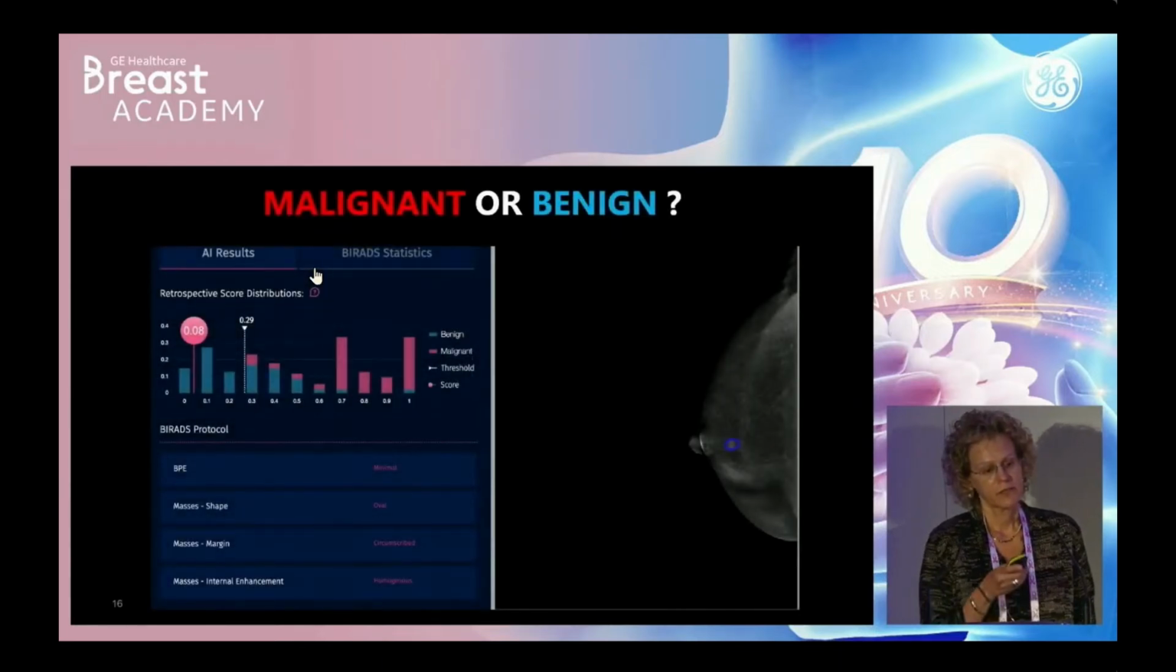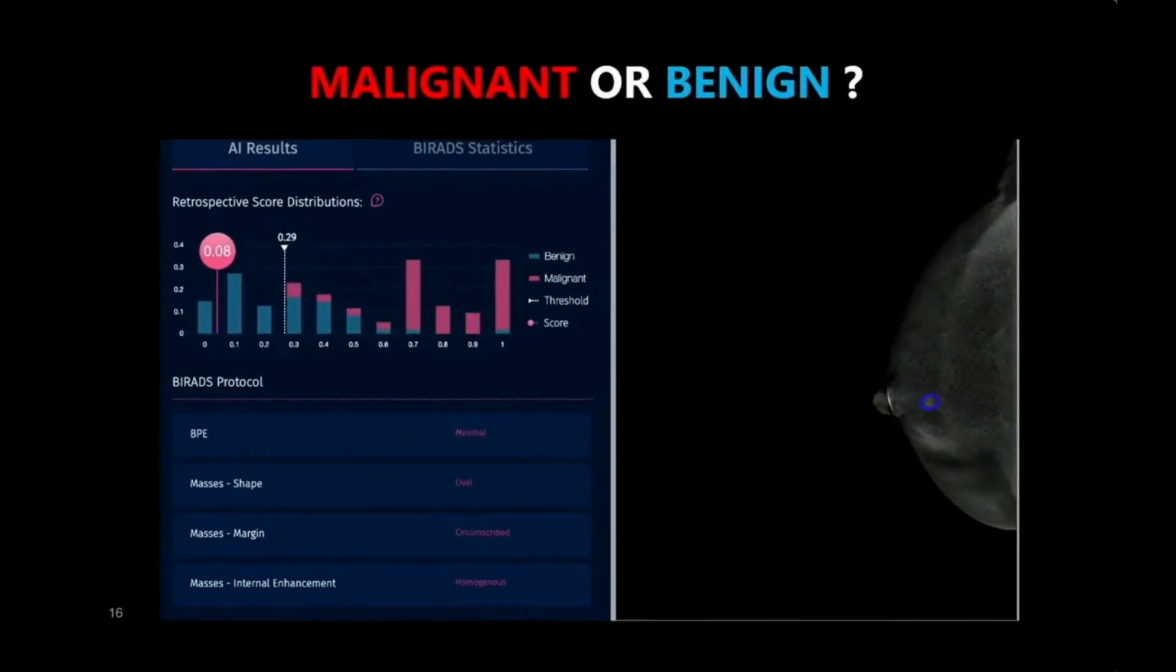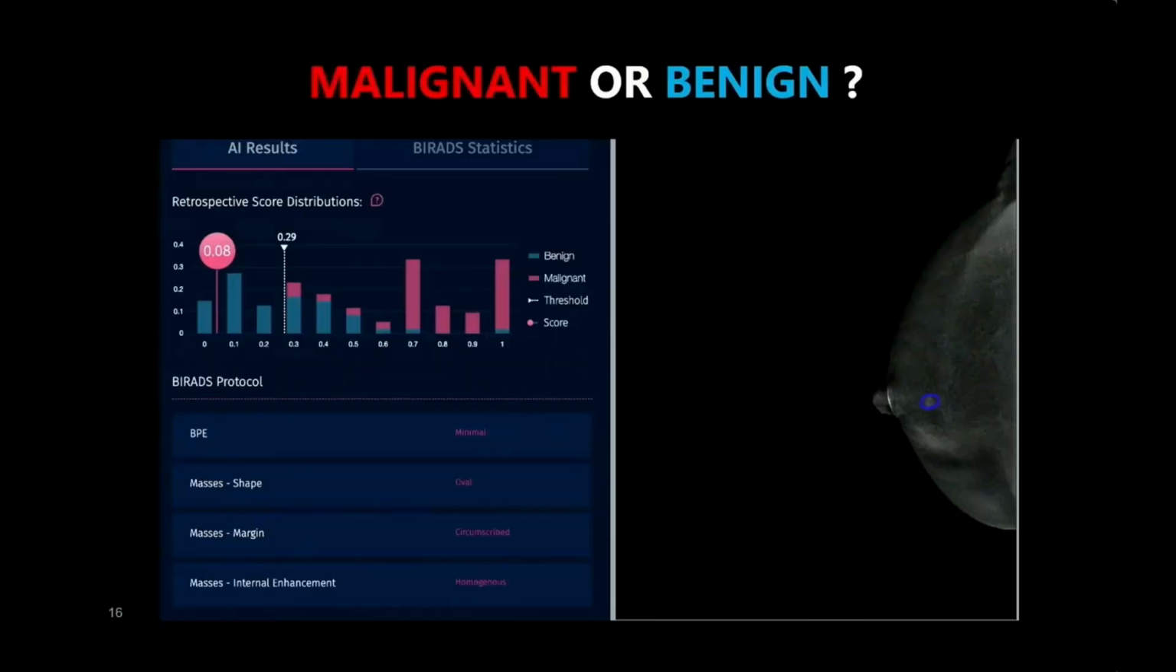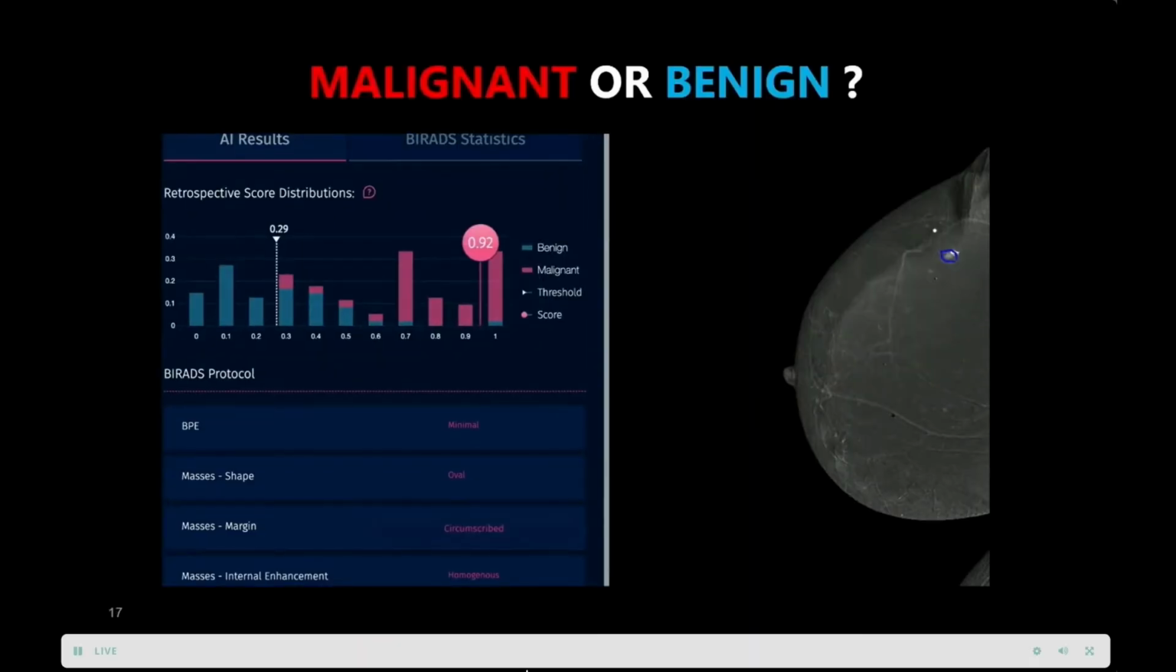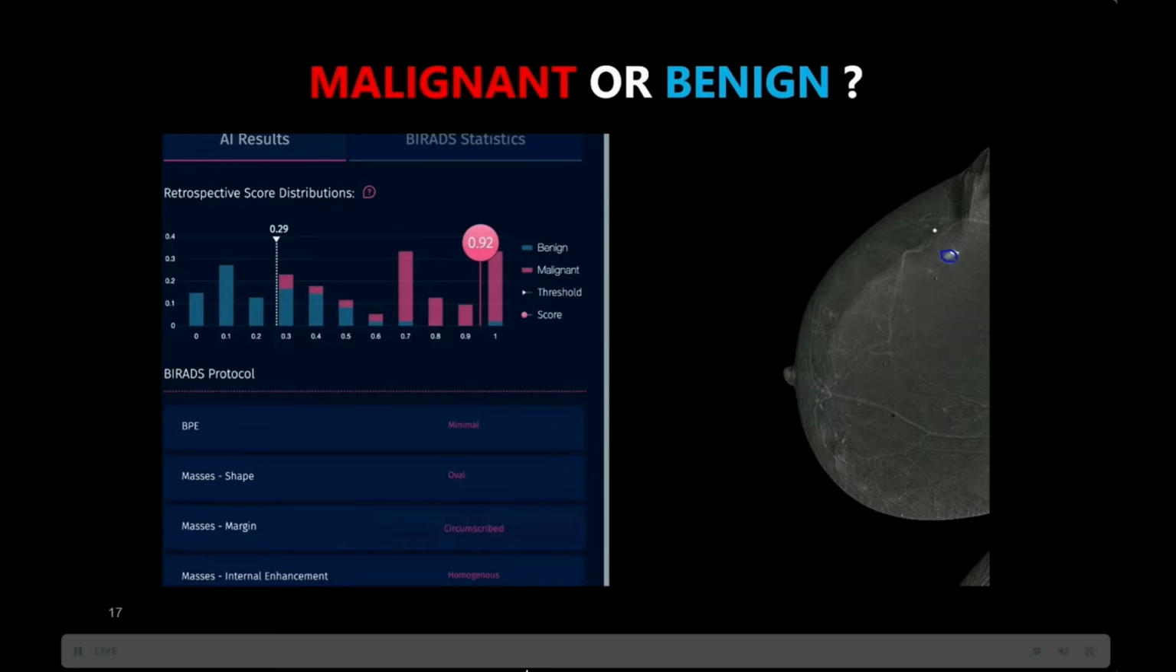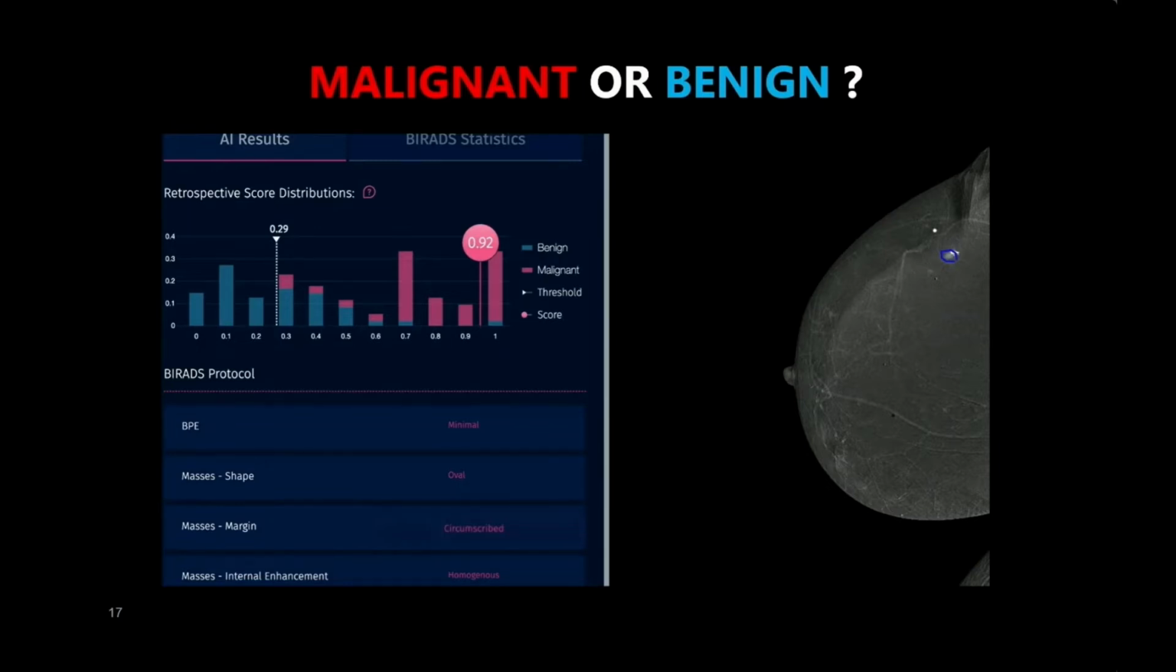For example, we use the AI system, and this lesion is central, posterior to the nipple. Here we can see the score that we receive, in blue is the benign, and the score was a benign lesion, okay? And the other small lesion, the score is a malignant lesion, and it is compatible with a known pathology.